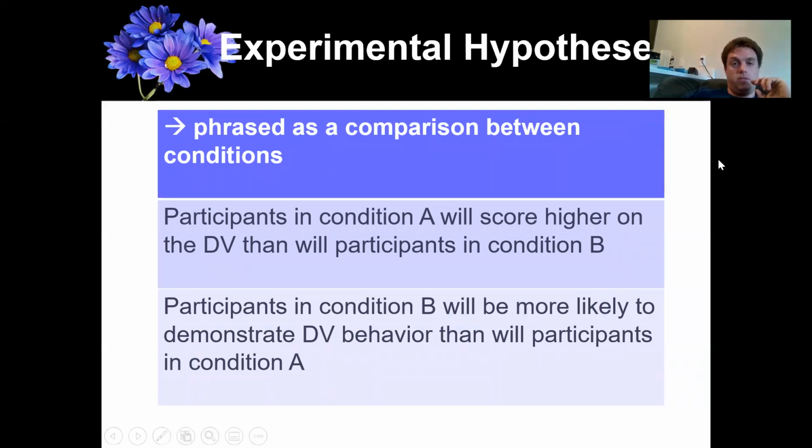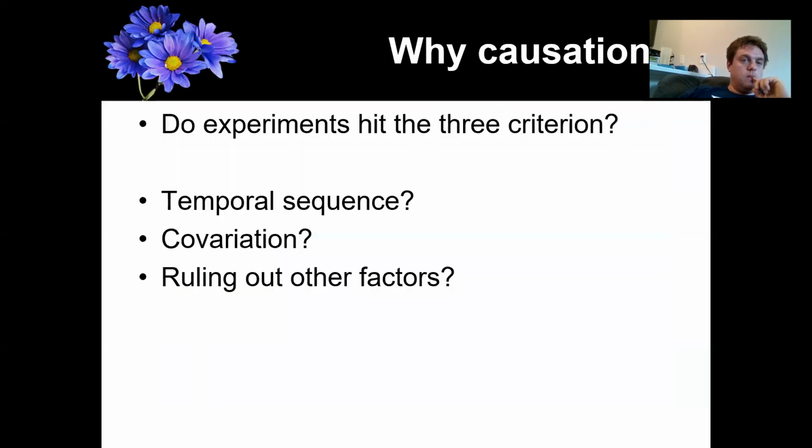And again, it should be phrased as a comparison between 2 or more than 2 conditions. So participants in condition A will score higher on the dependent variable, whatever that is, or lower on the dependent variable than will participants in condition B. Participants in condition B will be more likely to show this dependent variable behavior than will participants in condition A would be another example. Okay. So that's kind of what you need to know for now about experimental designs.